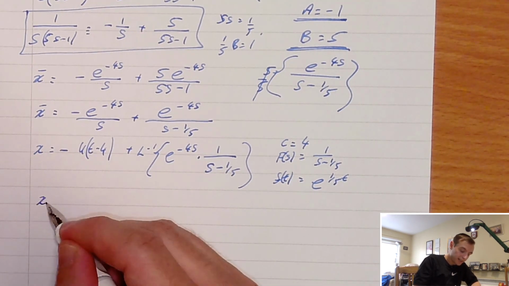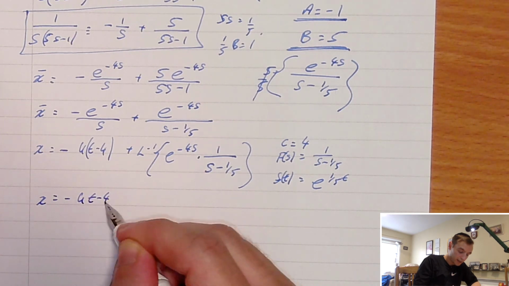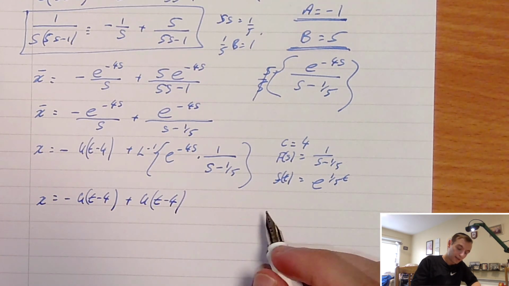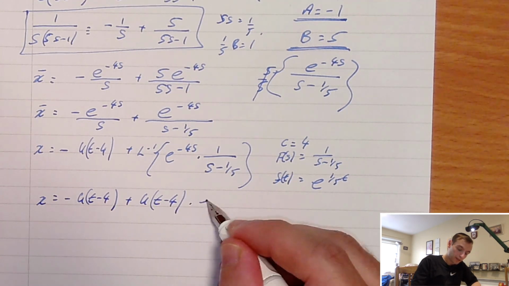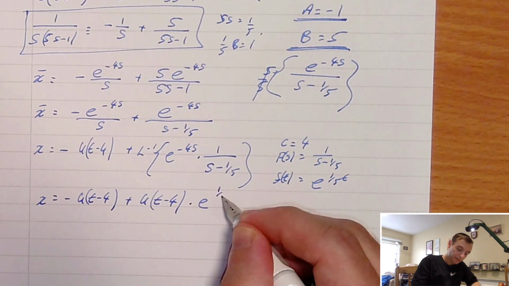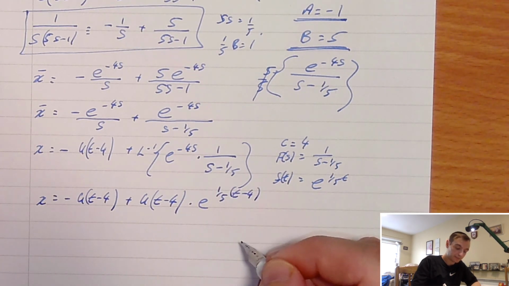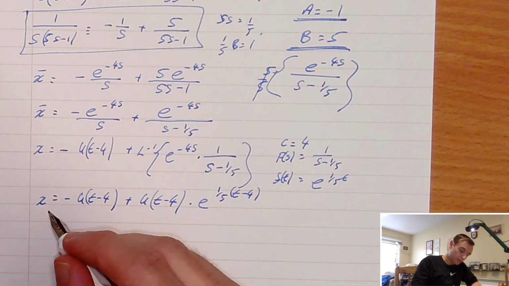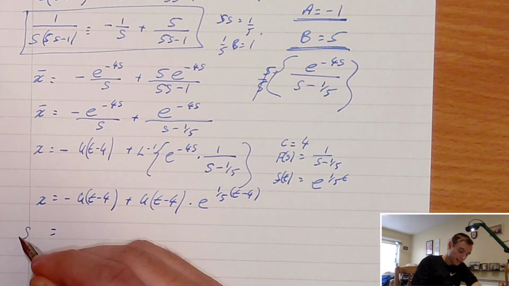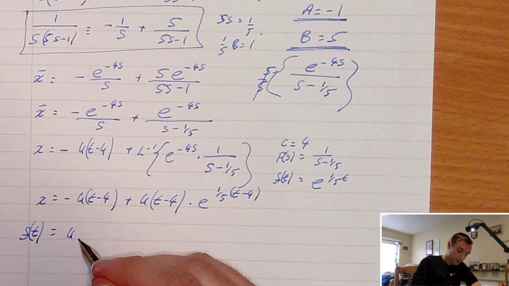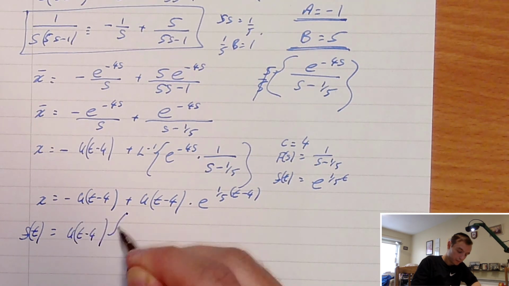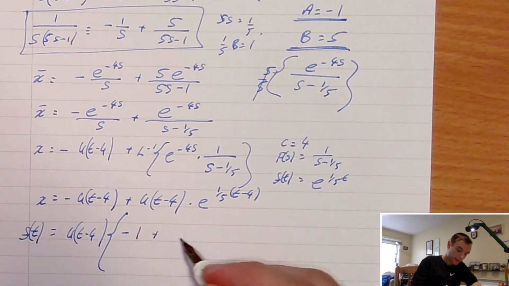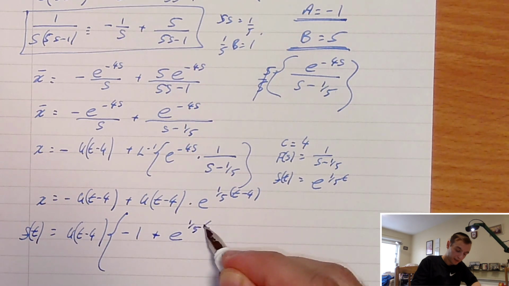So now I can say that x is going to be minus u(t minus 4) plus u(t minus 4) times e to the 1/5 of (t minus 4), because there's the shift there. And now we can say, therefore, that f of t equals u of (t minus 4) times (minus 1 plus e to the 1/5 (t minus 4)).